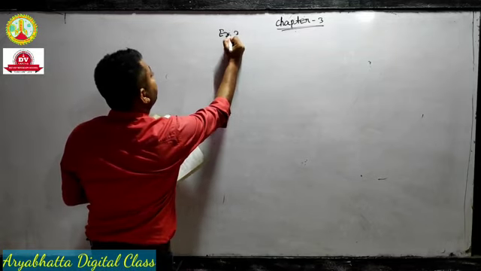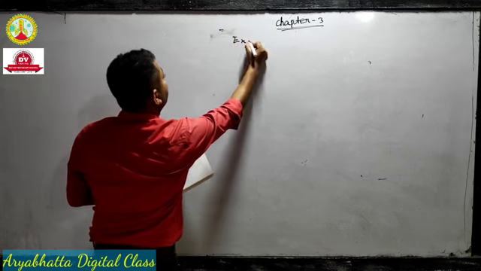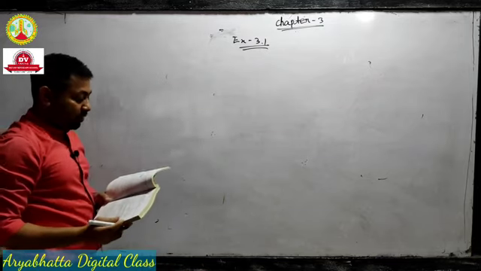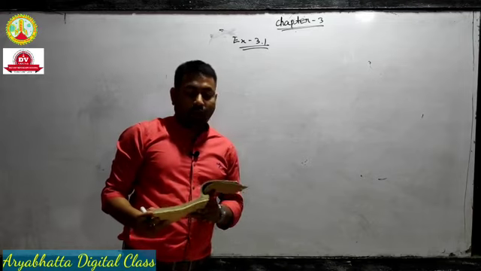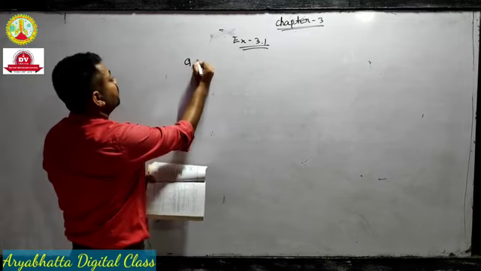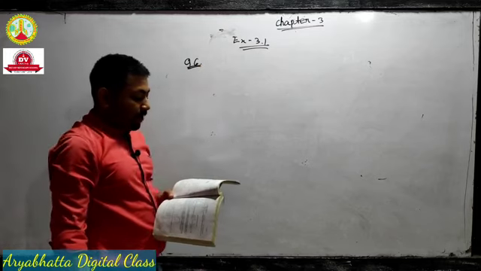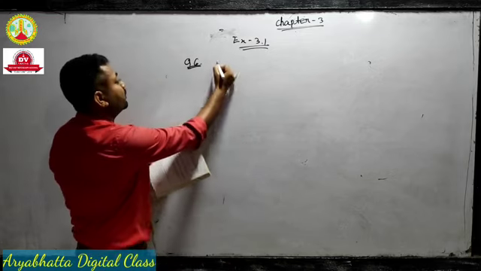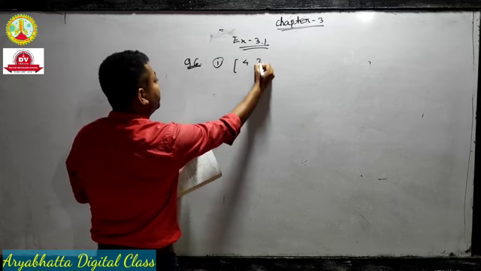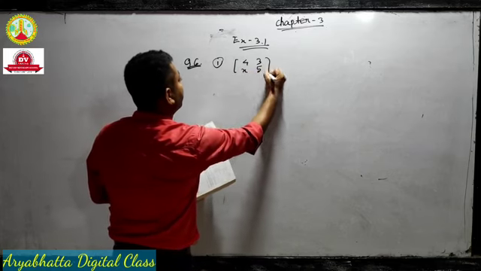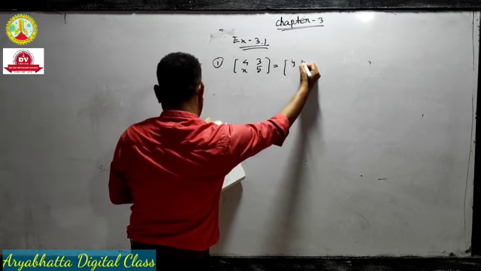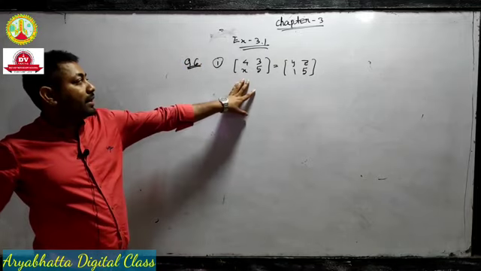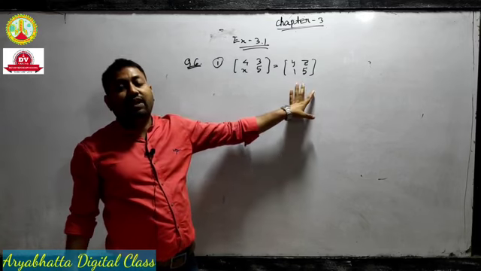Exercise 3.1. In the previous class we discussed questions 1 to 5. Now we discuss question number 6. Find the values of x, y and z from the following equations. Part 1: the matrix 4, 3, x, 5 equal to the matrix y, z, 1, 5. Find the values of x, y, z if these two matrices are equal.